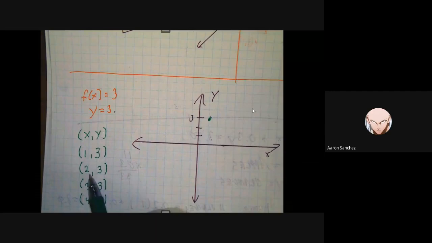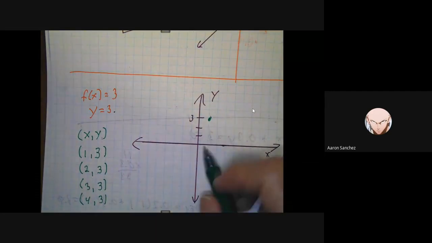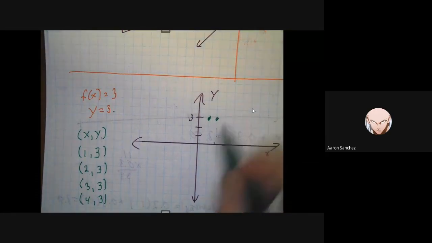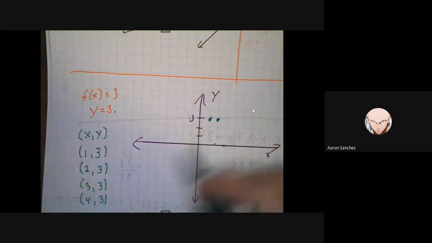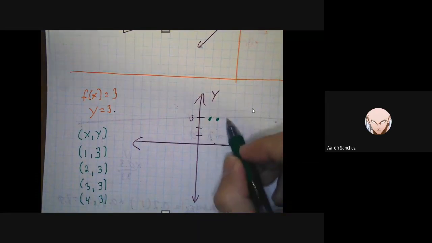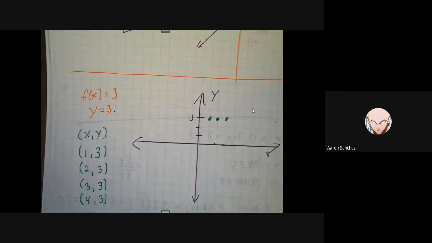Let's plot 2, 3. Remember, y is equal to 3. So that means x is 2. I go over 1, 2, and I go up 3. 1, 2, 3. Let's do 3, 3. Over 3, 1, 2, 3, up 3, 1, 2, 3. Are you starting to see a line here? You guys starting to see a line?